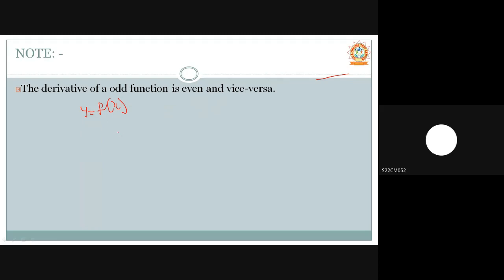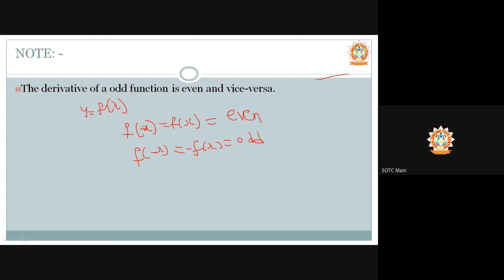If f of x is equal to f of minus x, then it is an even function, sir. Very good. F of minus x is equal to f of x. So then it can be called an even function. Right? So let us suppose your f of minus x will become minus f of x. Then that kind of function is called an odd function. So tell me an example for an even function.